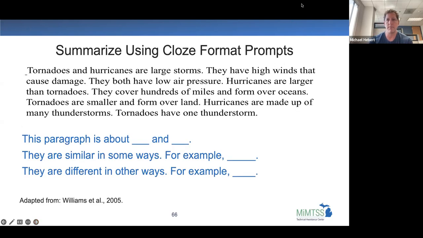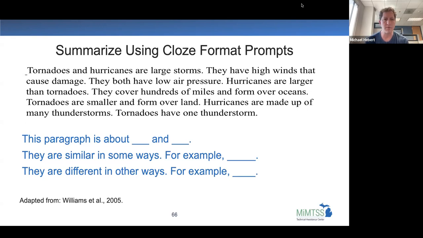Here's an example from Joanna Williams's work. I have a passage here: tornadoes and hurricanes are large storms. We read this passage or a similar passage a little while ago, so you can read through it. But then she used what we call a closed format prompt, and this is for second grade students. She would say, this paragraph is about blank and blank. They are similar in some ways, for example, and then the students fill in, and then they are different in other ways, for example, and then the students write.